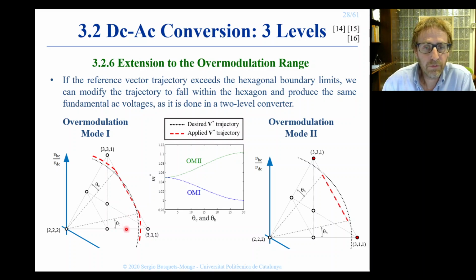If the trajectory of the reference vector goes beyond the hexagon, like is shown here with this trajectory with a dotted black line, then we will have to find out a way to approximate this trajectory, and we will not be able to approximate properly the reference vector when it goes beyond the boundary.